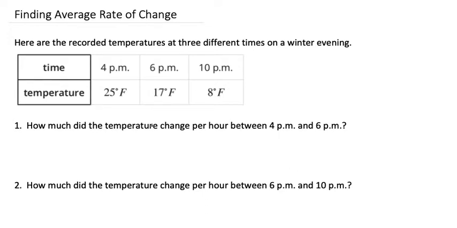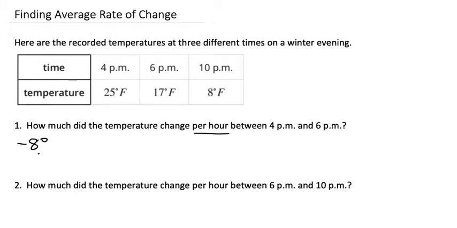How much did the temperature change per hour between 4 p.m. and 6 p.m.? So we're going to first figure out how much the temperature changed altogether. And if we look at this, we see that the temperature change was 8 degrees. The temperature fell 8 degrees, so I'm going to write that as -8.